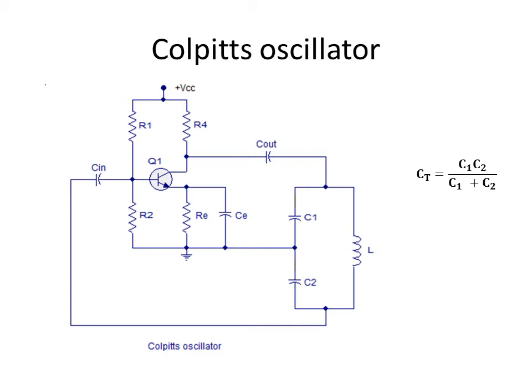Okay, so in the case of the Colpitts oscillator, the first thing that you'll have to identify is which is our tank circuit.